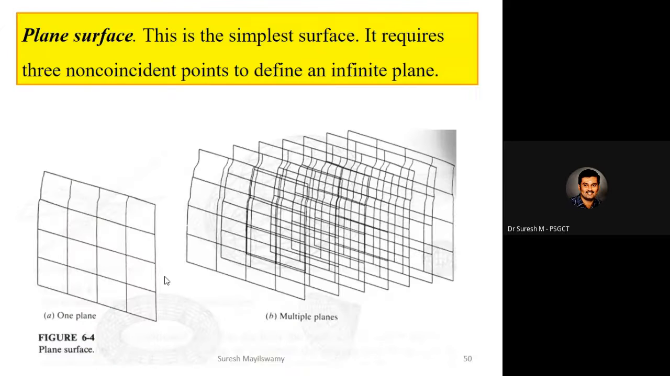So first one is a plane surface. See here, this is a plane. A plane has two dimensions with negligible thickness. This is the simplest surface in surface modeling. It requires three non-coincident points to define an infinite plane. So here we need at least three points to define a plane.